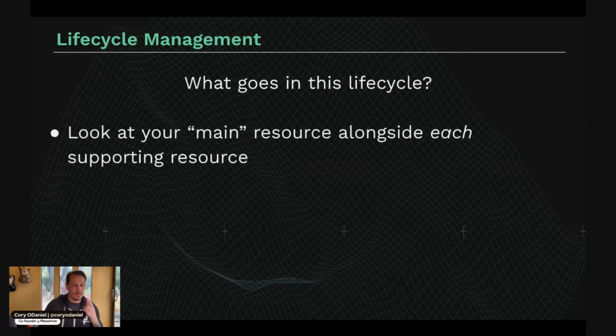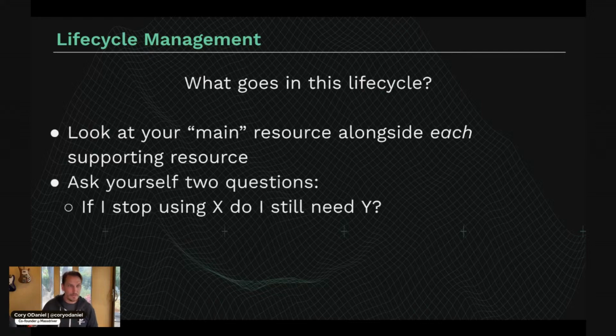And so what I like to do is look at the main resource. So if we're going back to this AWS Aurora Postgres example, think about that main Postgres primary. And then you're going to ask yourself 2 questions for every single resource that's in that module. First question is, if I stop using the main thing, do I still need the auxiliary thing, right? So if I stop using Postgres, do I need Postgres replicas? No. If I stop using Postgres, do I need the Postgres IAM role? No. Great. Those things should go in a module together. They have the same life cycle. If one goes away, if the need for this goes away, I don't need the other thing.